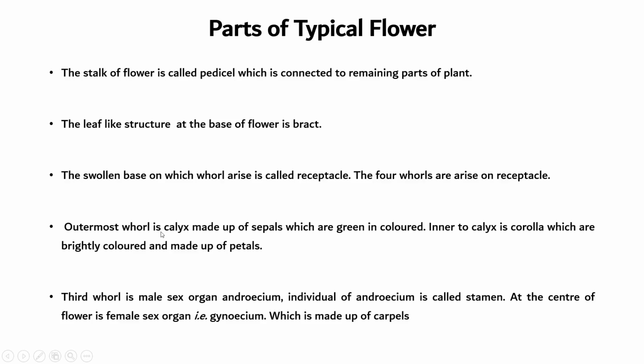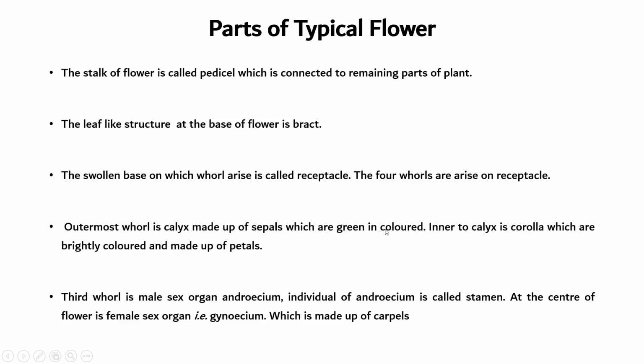Outermost whorl of the flower is called calyx. That calyx is made up of sepals. That means the individual of calyx is called sepal, and a group of sepals is nothing but the calyx, which is mostly green in color. In some plants they are colored, but very few rare cases are there.